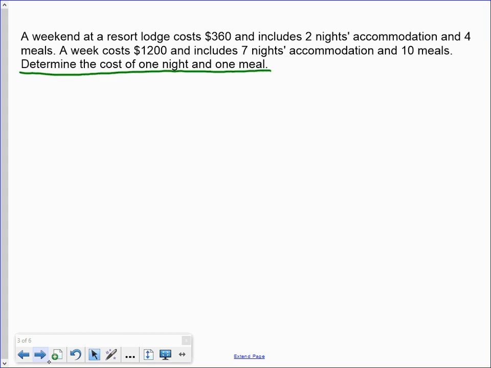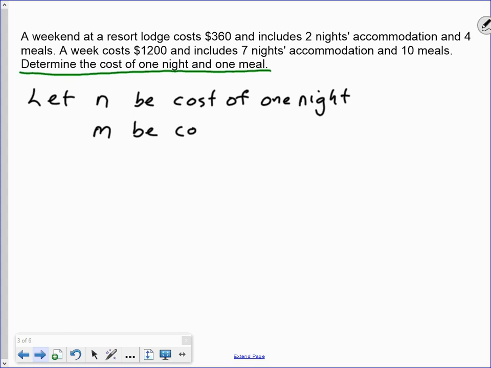So our variables are going to be, let n be the cost of 1 night, and let m be the cost of 1 meal. Because those are the two things that are mixed together in our totals here. 1 night and 1 meal.